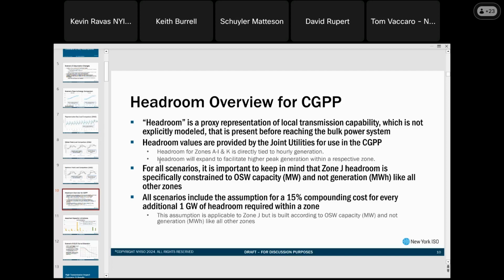However, there's one difference with respect to Zone J. The Zone J headroom is only constrained to the offshore wind capacity. It's not tied to generation specifically. This is just something we wanted to highlight as we get into the results, and we'll see a lot of additional builds in the scenario in Zone J. Part of that could be driven by this assumption. And just to remind folks, there's a cost associated with adding headroom in the model, and it essentially compounds at 15% for every 1 gigawatt of additional headroom that the model requires. So as more headroom is added, the cost increases fairly significantly.